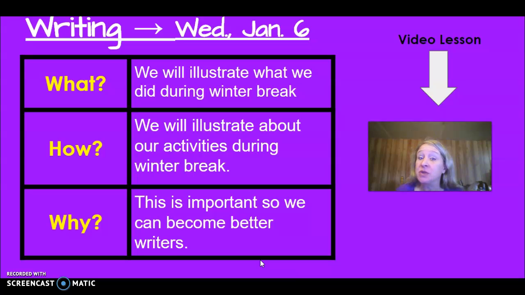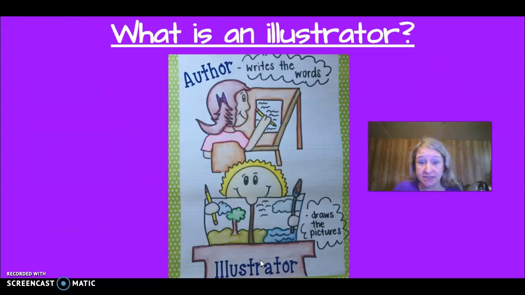Today we are going to illustrate what we did during winter break, and we're going to illustrate an activity that we did so that we can become better writers.